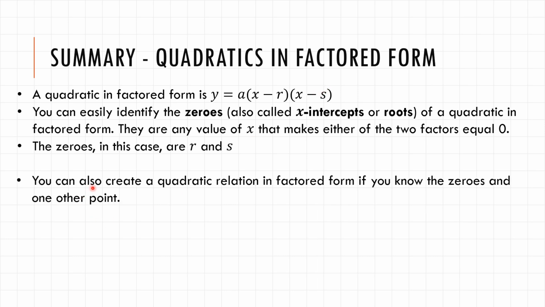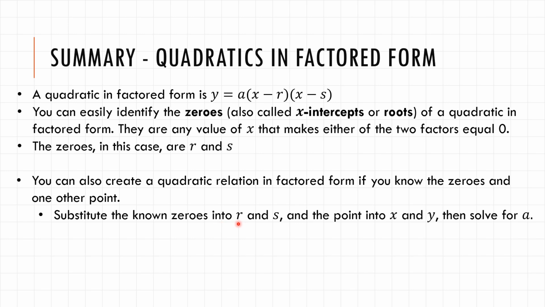You can also create a quadratic relation in factored form if you know the zeros and you know one other point. If you know the zeros, you know r and s, you just need to find out what a is. So you plug in x and y from another point. You substitute in the known zeros into r and s. You substitute the x and y into x and y. And then you solve for a. You have to isolate a.